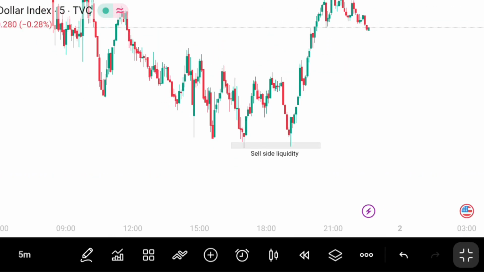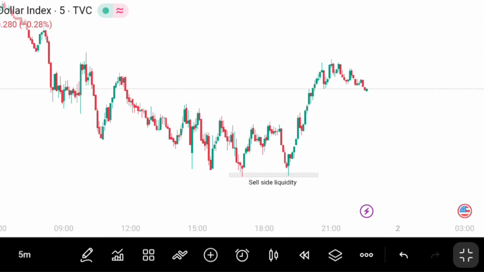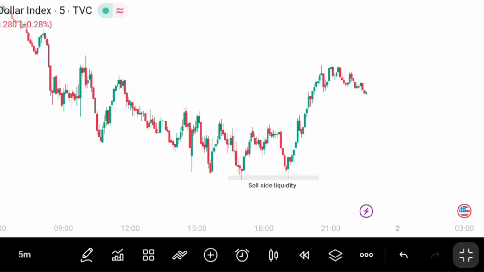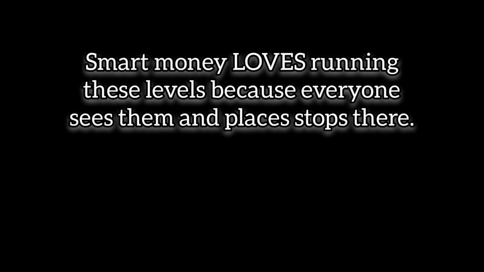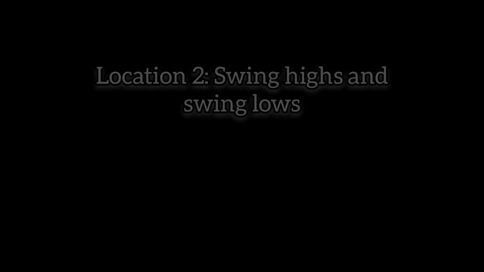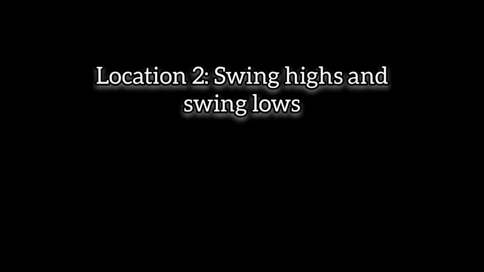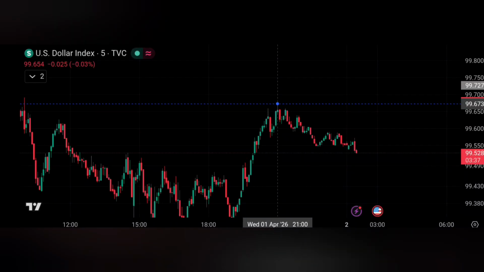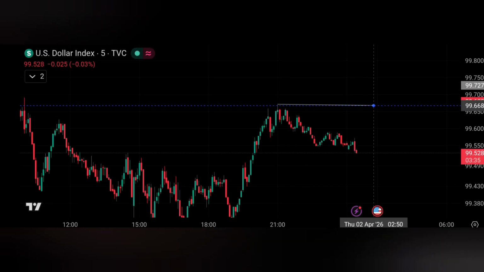Use a horizontal line to mark these levels. The more touches, the stronger the liquidity pool. Smart money loves running these levels because everyone sees them and places stops there. Location 2: swing highs and swing lows. Any significant swing point where price reversed is likely holding stops.